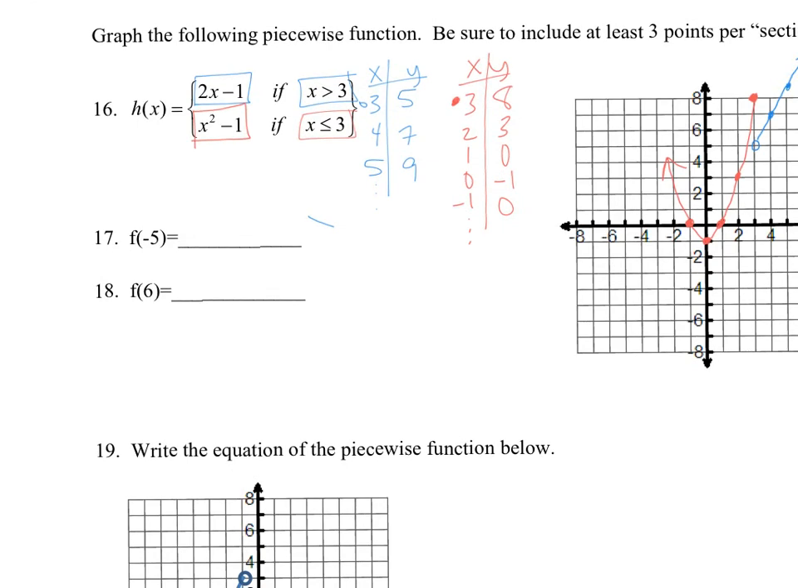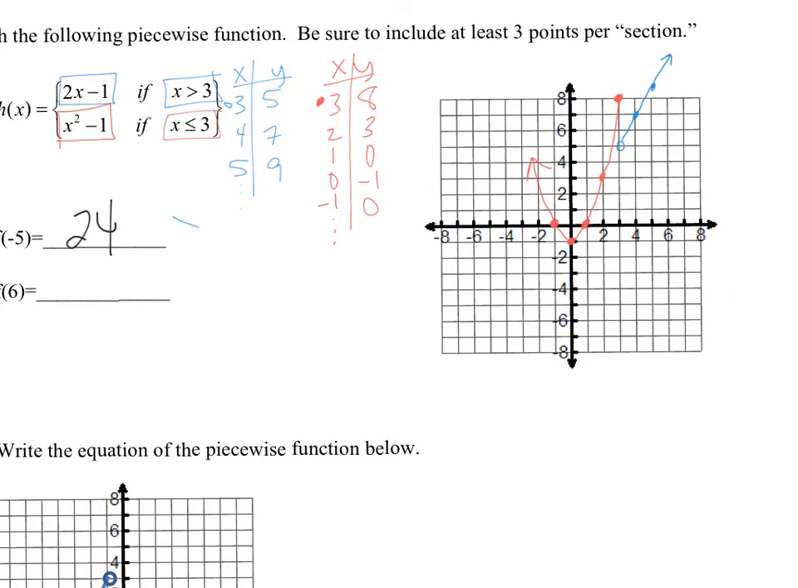Okay, so now 17 says find f of negative 5. Well, the x value of negative 5 is here. That's not on my graph. So I'm just going to take the easy way and take this negative 5. It's less than 3, so I plug it into this equation. Negative 5 goes right there. So when I square negative 5, I get 25 minus 1 is 24. And then what about the 6? The 6 is not quite on my graph.